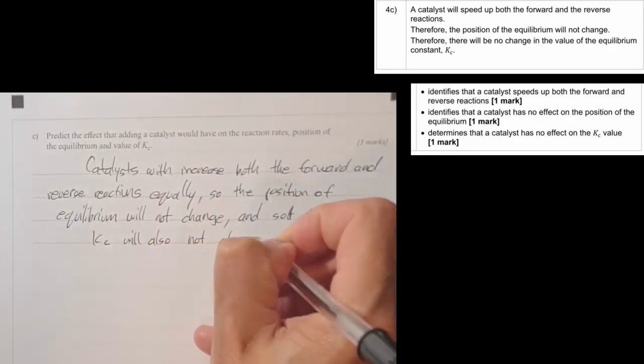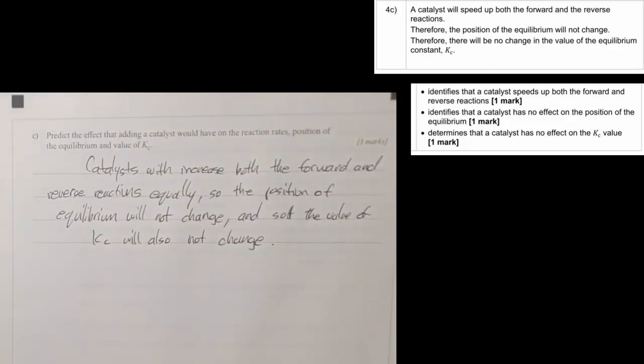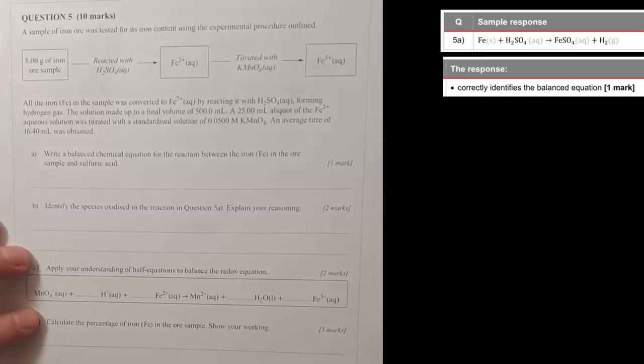All right, almost down to the end of the test. This has all been rather easy besides just doing a little bit of God mode here and there. Marks again, catalyst, so identifies catalyst speeds both forward. Yeah, of course. Identifies no effect on the equilibrium or the Kc. Too easy. Okay, last question, question 5.